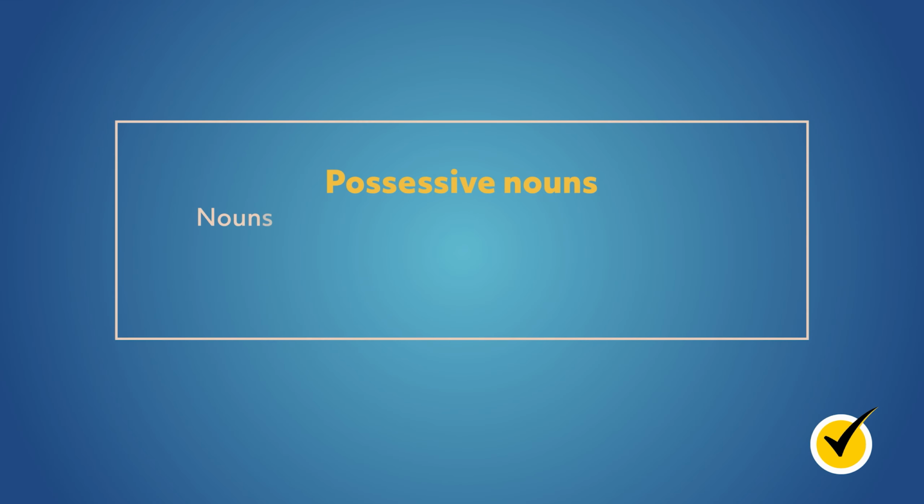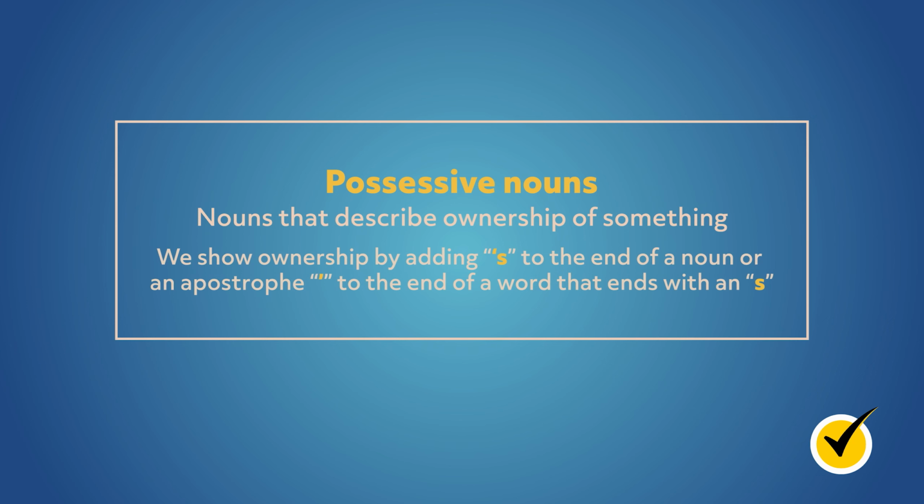Possessive nouns are nouns that describe ownership of something. We show ownership by adding apostrophe S to the end of a noun or an apostrophe to the end of a word that ends with S. One way to determine which noun is the possessive noun is to identify the object and ask, to whom or what does this belong to?